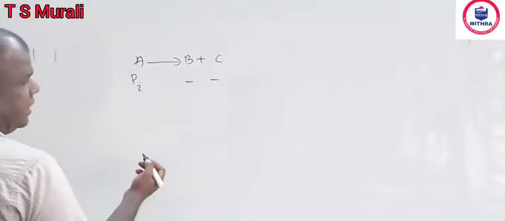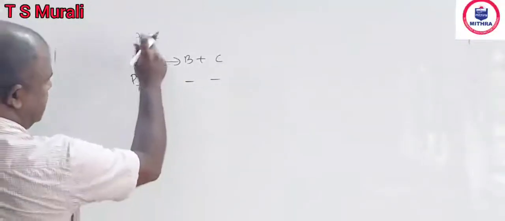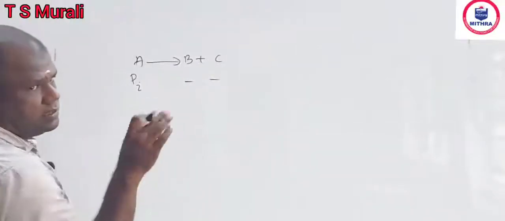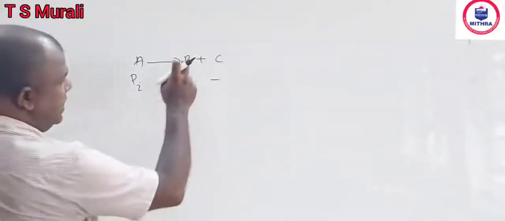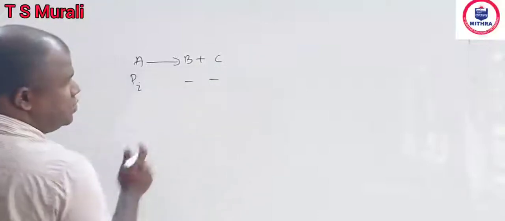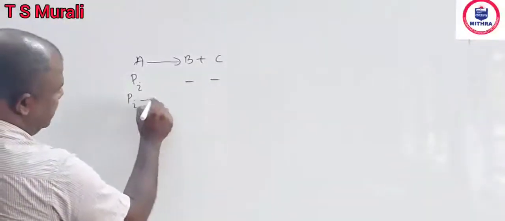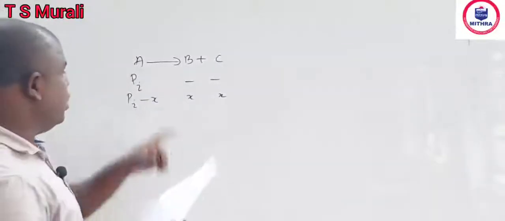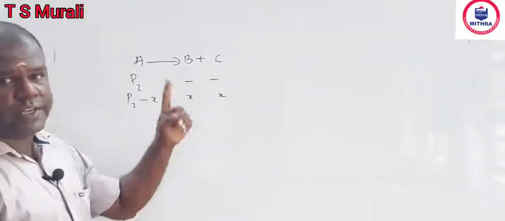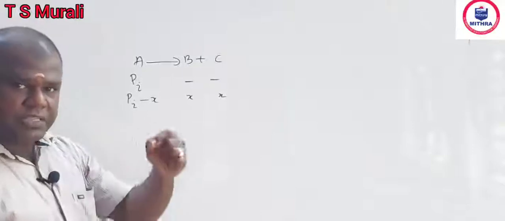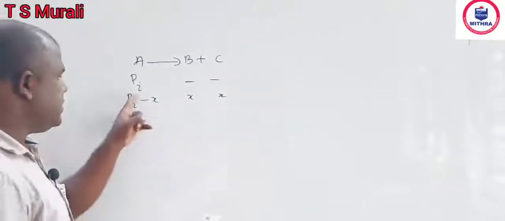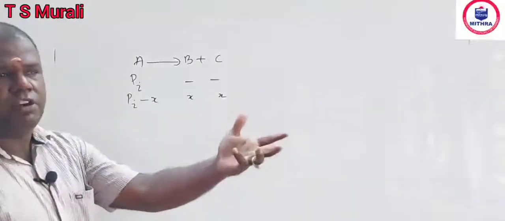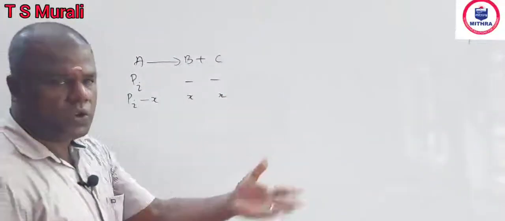Suppose from here X part of A decomposes. Pressure X is decomposing from A. So automatically the pressure of B and the pressure of C is also X. So what is remaining? Pi minus X, X, X. When 1 mole dissociates, 1, 1. So X dissociates to form X, X. Here X represents the pressure value, imagine. So from initial pressure Pi, X pressure dissociates, so the pressure of B formed and the pressure of C formed is also X.